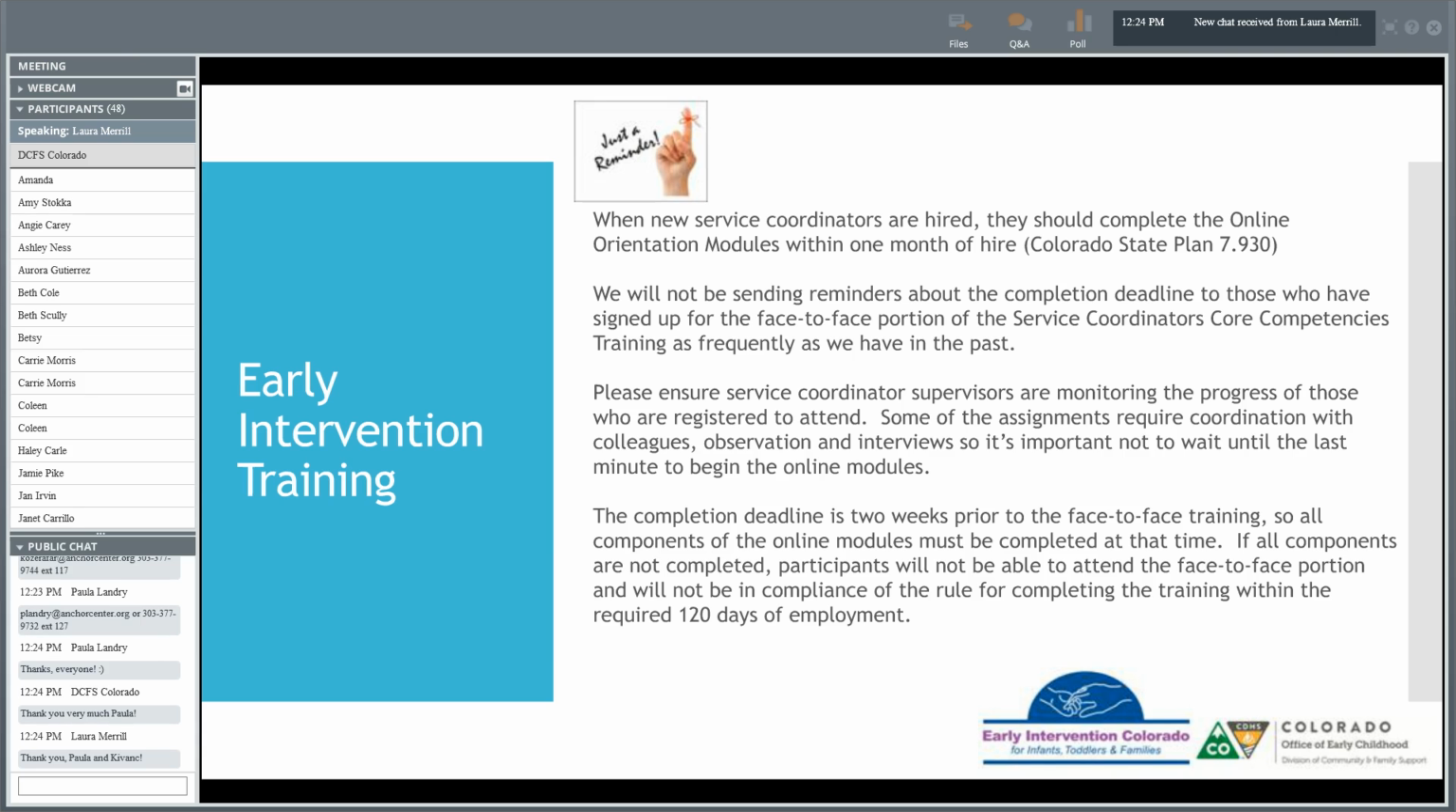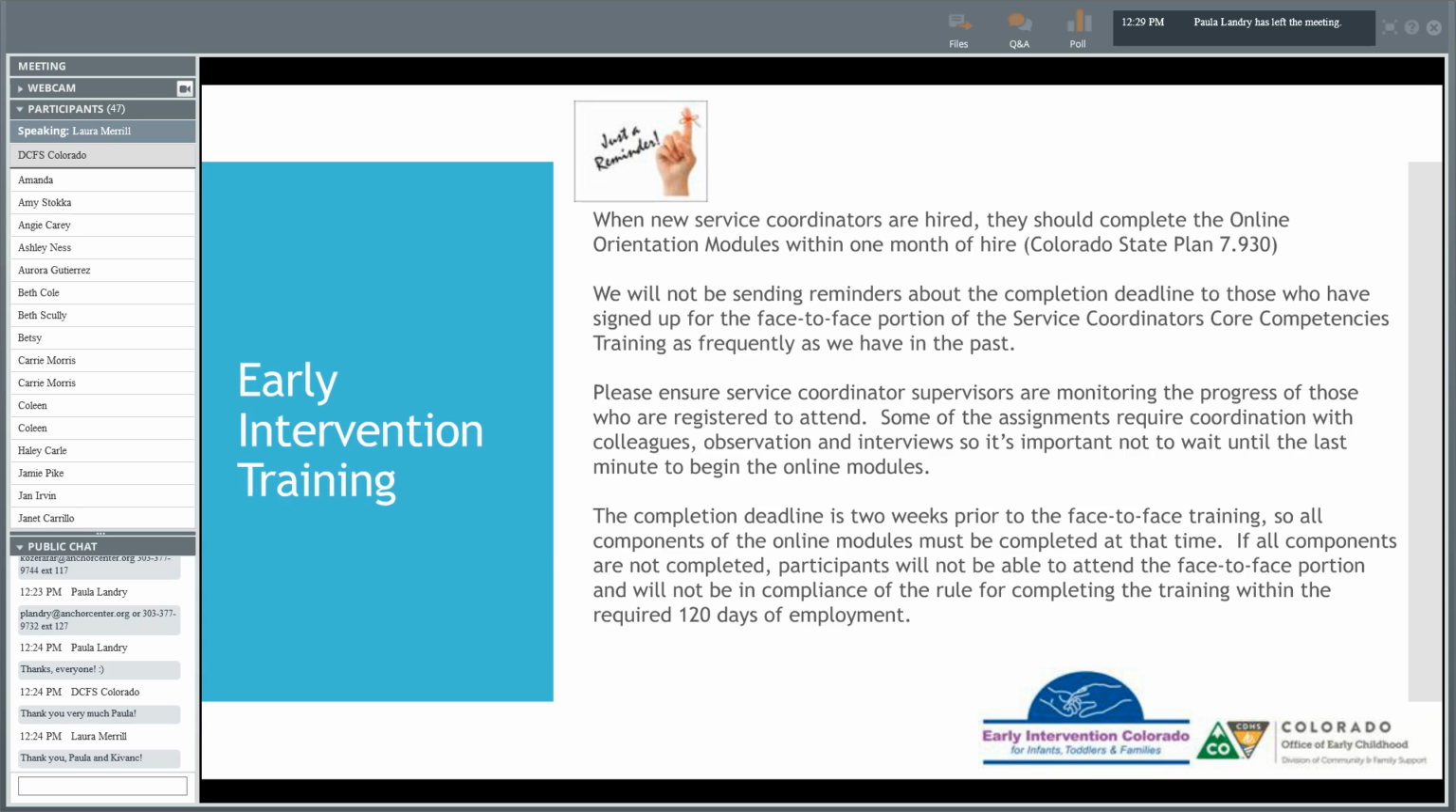So she is not going to be sending reminders about this completion deadline for the online anymore. Remember that you as service coordination leads or administrators can actually go on to the online modules and monitor the participation and completion of the service coordinators you have moving through those, just like WAELA does. And so we're going to have to really be careful about getting those completed. People are not going to be able to participate in the face-to-face portion without completion of the online portion. So please plan to have that done early.